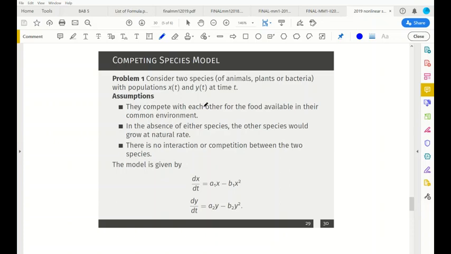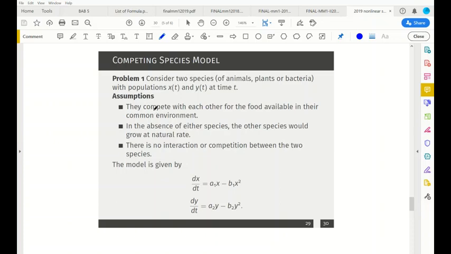Means species x competes with x for food. The second assumption here, in the absence of either species, means for species x, if species y is absent, they would grow at a natural rate. And the third assumption here, no interaction or competition between the two species, means between x and y there is no competition. Okay, so this is the model for this.